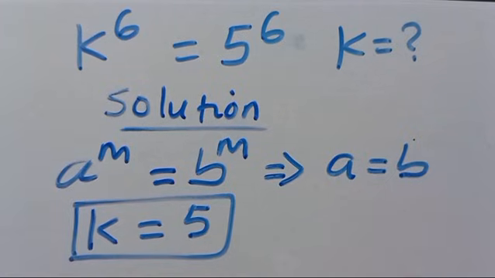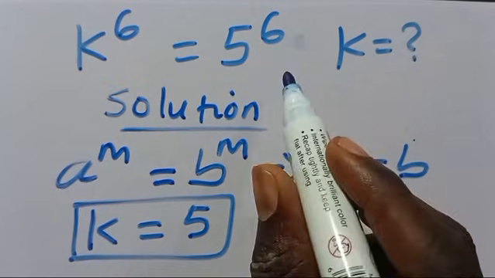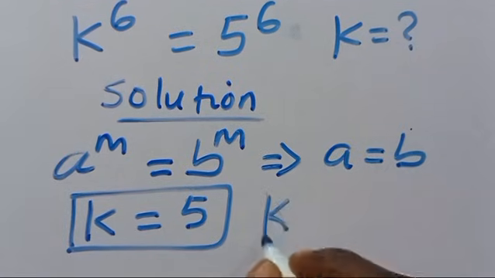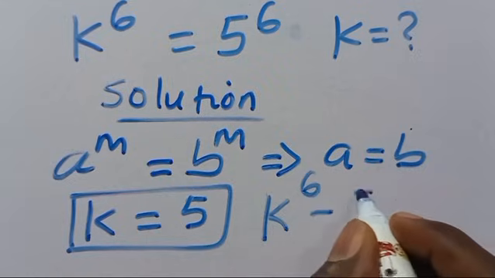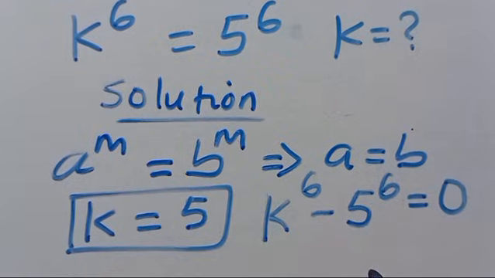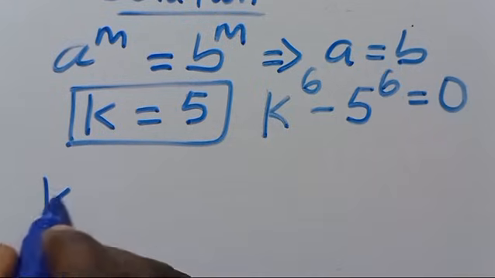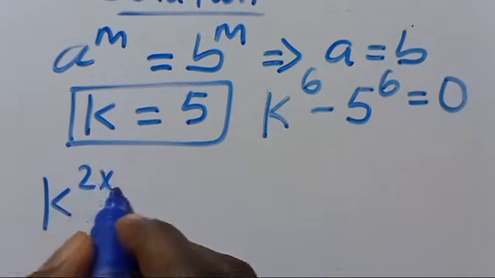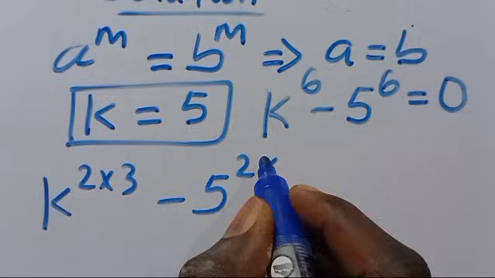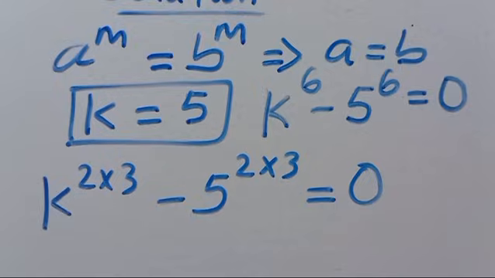And so from here, k equals 5 is not the only solution for this problem. So let's check the other solution by taking k to the power of 6 minus 5 to the power of 6, then we set everything to be equal 0. So from here, we can simplify this as k to the power of 2 times 3 minus 5 to the power of 2 times 3. 2 times 3 will give us 6. Then we still have it to be equal 0.